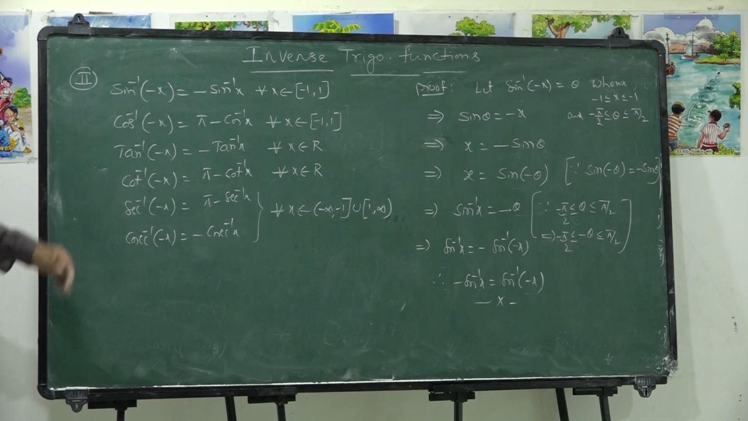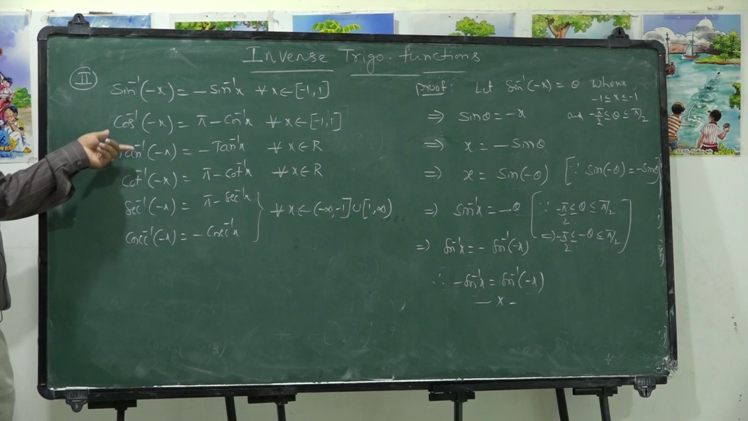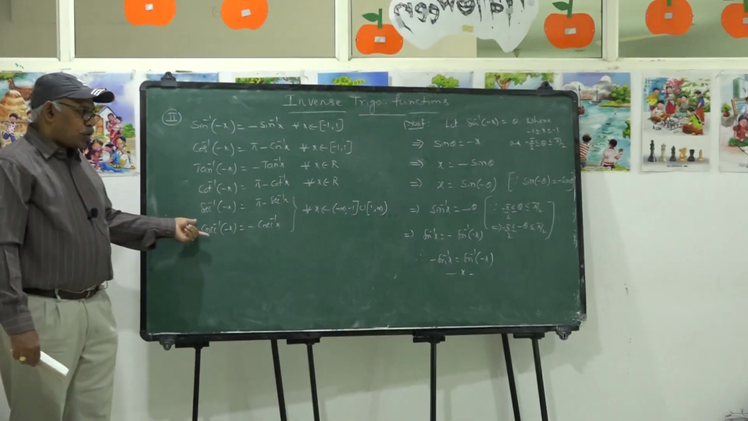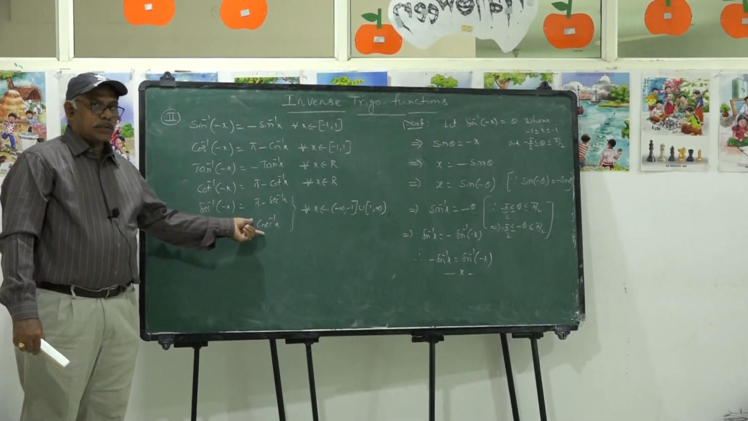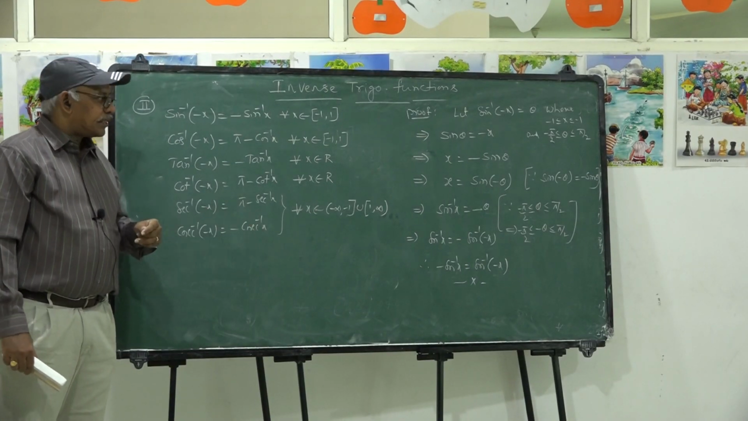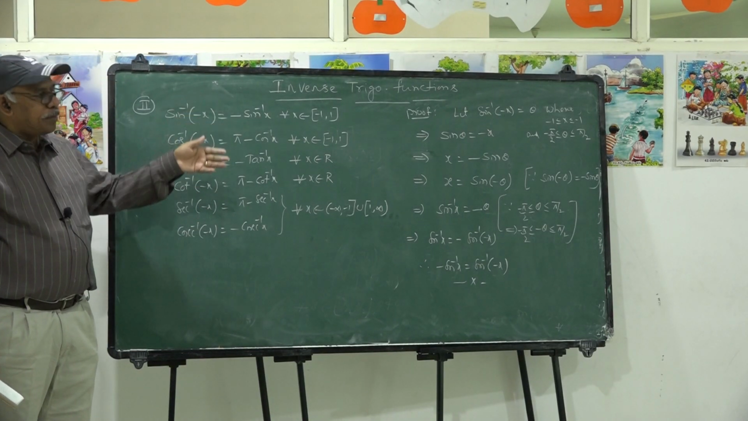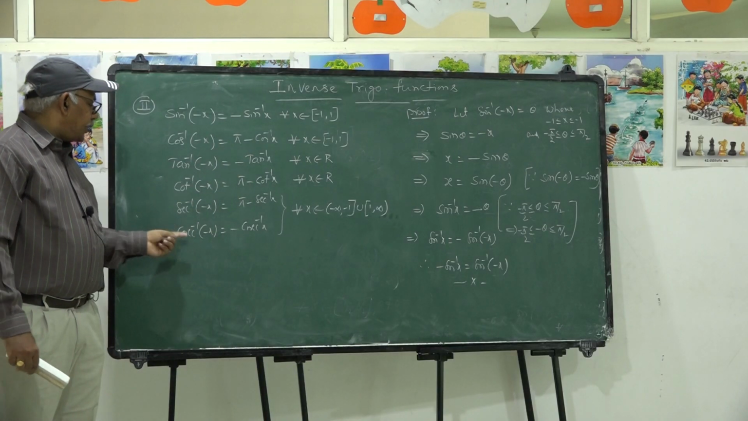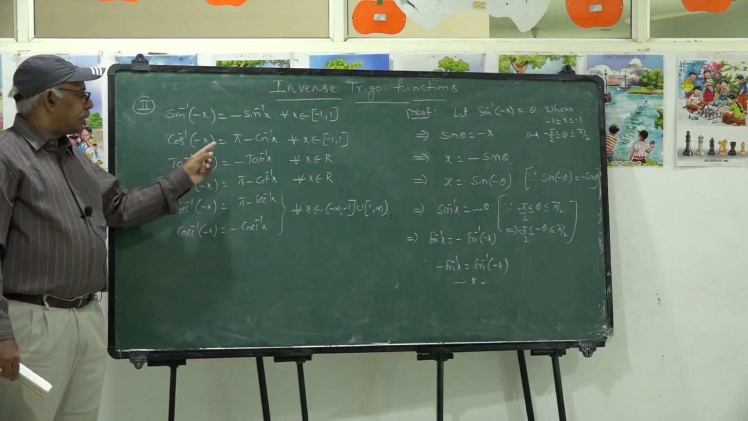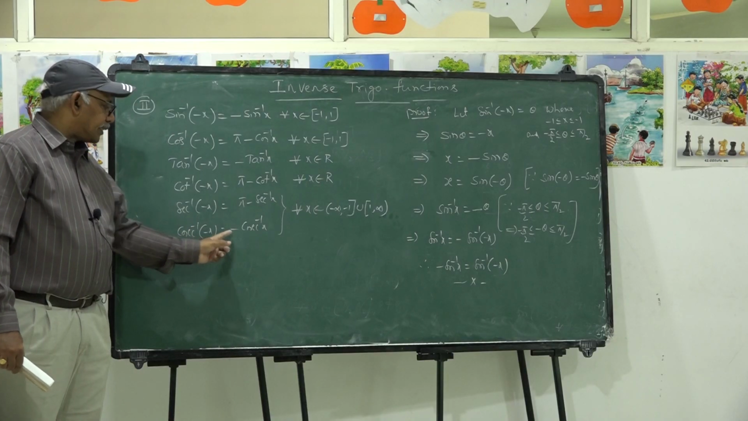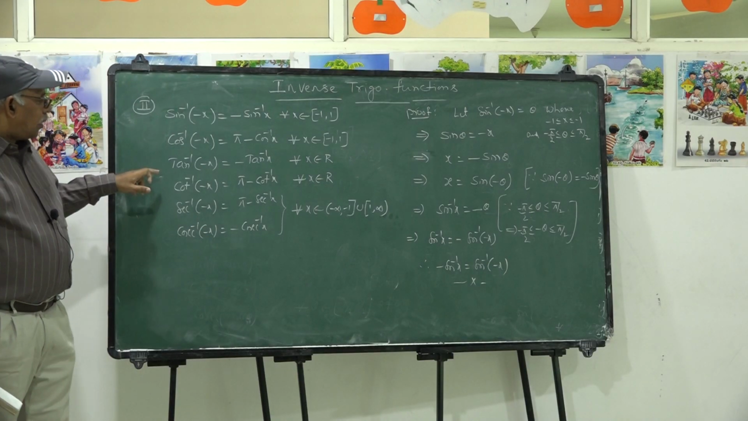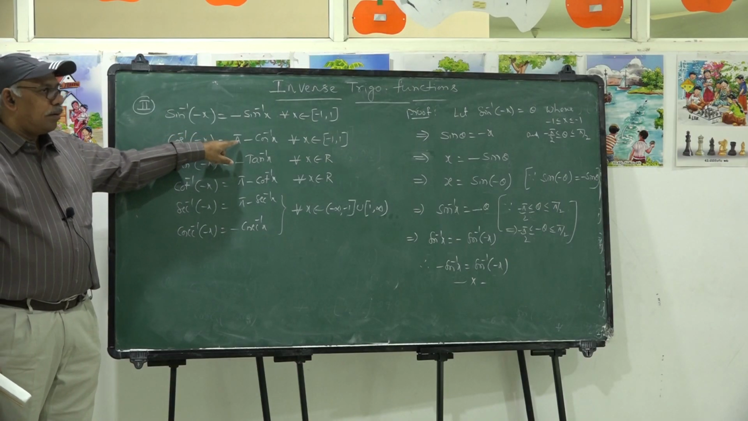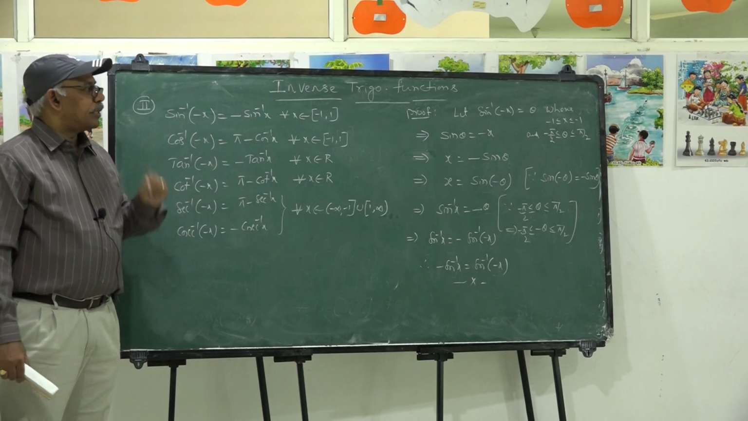Similar arguments we can extend in case of tan inverse of minus x equal to minus tan inverse x, and cosecant inverse of minus x is also minus cosecant inverse x. You can extend the same arguments in their respective domains to the tan inverse of minus x and cosec inverse of minus x. Now I will explain cos inverse of minus x equal to pi minus cos inverse x.